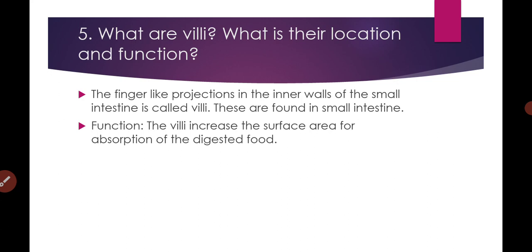And what is their function? What is the function of villi? Villi increase the surface area for absorption of the digested food. The absorption of the digested food takes place where? In the small intestine, and with the help of villi only, the digested food gets absorbed within the body. Okay, this is the answer of question number 5. Next question.